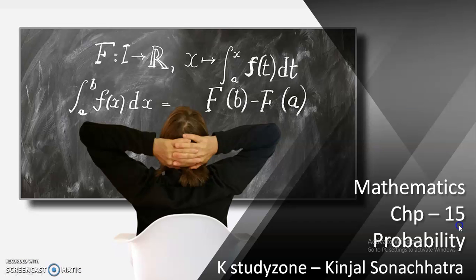This is the third tutorial of probability, chapter 15 of standard 10th. In the last session we discussed the example of dice, and in that we saw the probability to get head when we throw the dice. So the answer was 1 upon 2, and I also gave you homework. Remember? Hope you have done your homework properly.